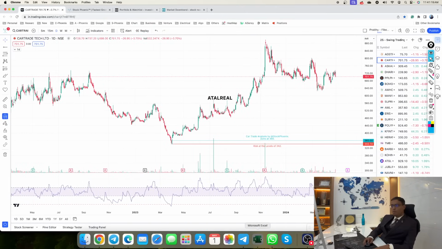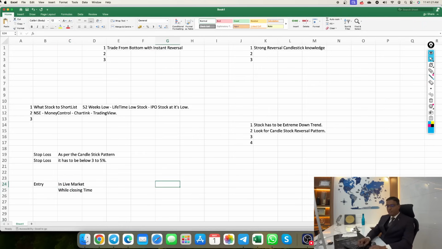So how to book the profits? If you're following this for pure swing trading, then book 5% and exit. If you're following it for short-term trading, shift the stop loss to the cost zone and trail. When to book profits?